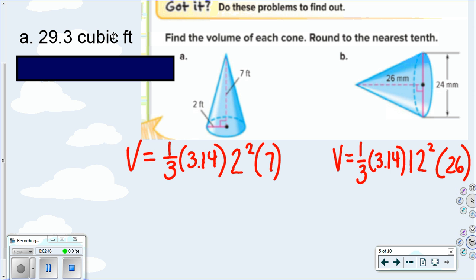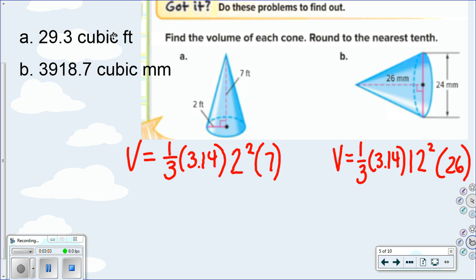For B, it was volume equals 1/3 pi, which is 3.14. The diameter was 24. The red line goes all the way across, which means the radius is 12. So it was 12 squared times 26. And you should have gotten 3,918.7 cubic millimeters. All right, back to our notes, please.